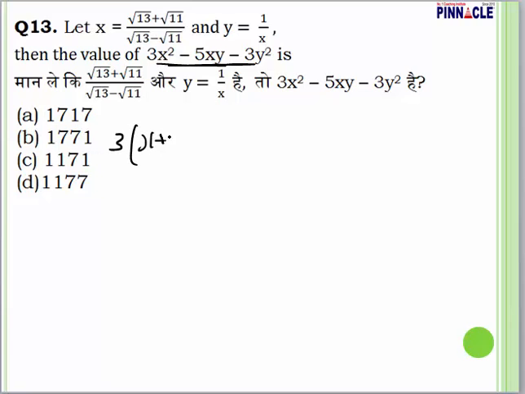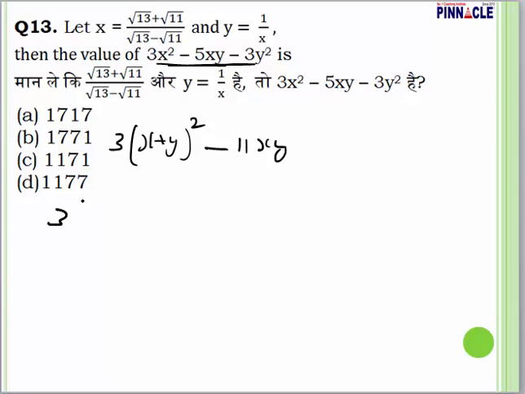3(x plus y) whole square. It means this would be equal to 3x square plus 3y square plus 2 into 3(x square plus y square), minus 11xy.